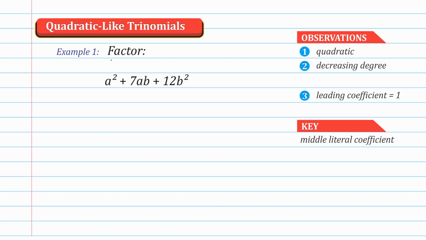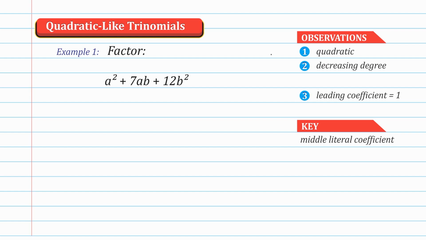Let's say we're given this trinomial a² plus 7ab plus 12b squared. Now, this is a trinomial that has 2 variables, a and b. What do we do when there are 2 variables? Let's try to look at this one by checking our observation list here.